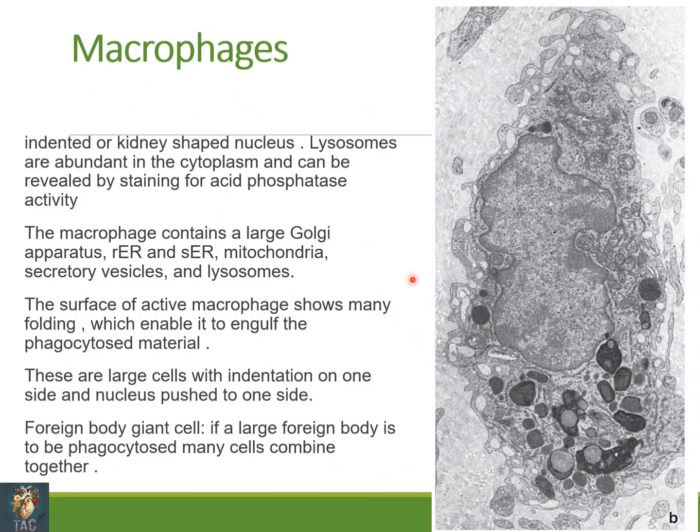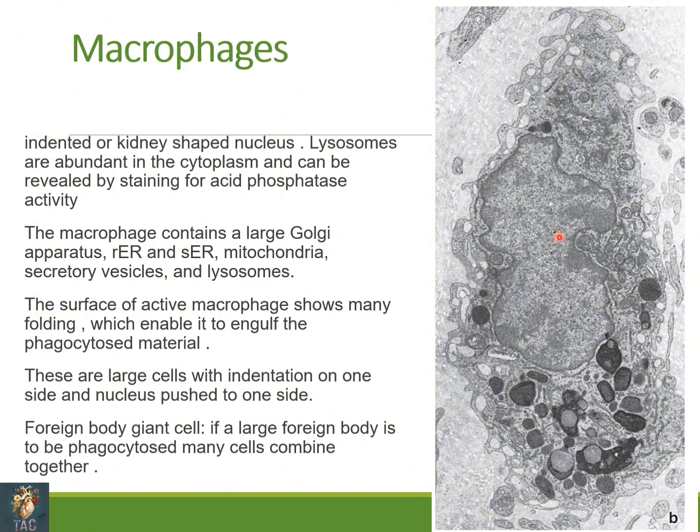So this is an electron micrographic picture. As we know that these are derived from monocytes, these cells contain a large amount of lysosomal granules. Usually the nucleus is kidney shaped or indented, and they can reveal staining for acid phosphatase activity with special dyes.